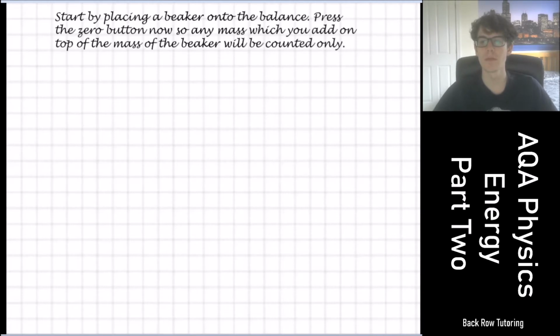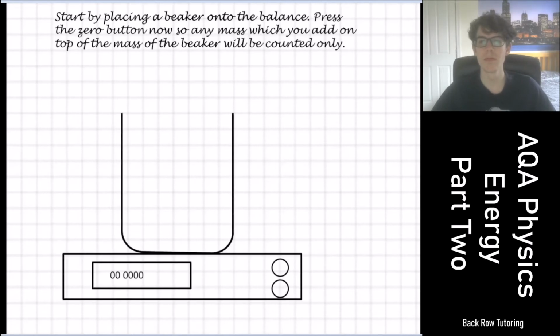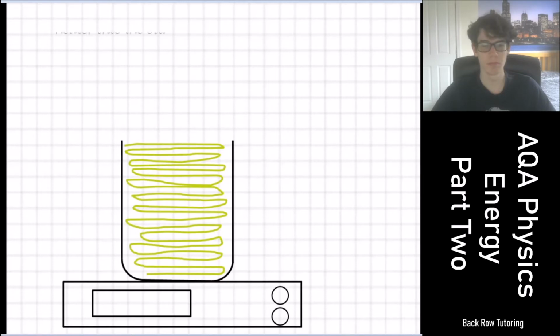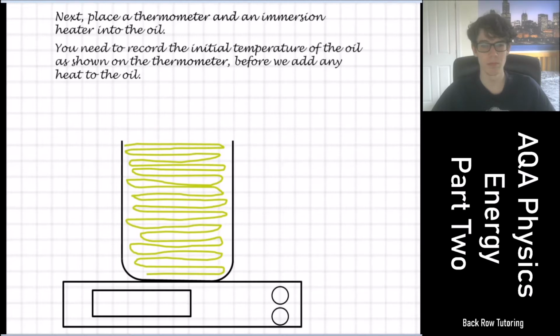Okay, so we're going to start by placing the beaker onto the balance. Press the 0 button now, so any mass which you add on top of the mass of the beaker will be counted only. Fill the beaker with oil and record the mass of the oil. Next, place a thermometer and an immersion heater into the oil. You need to record the initial temperature of the oil as shown on the thermometer before we add any heat to the oil.